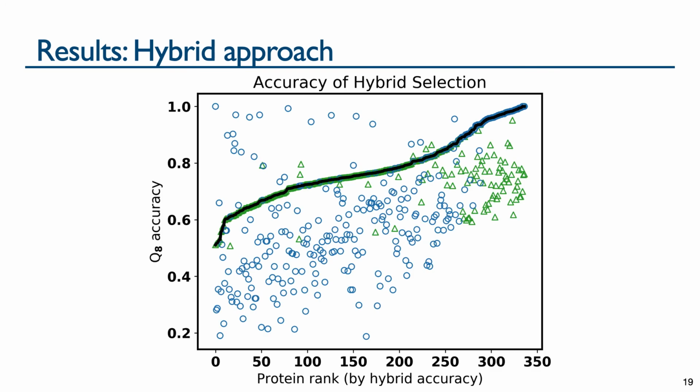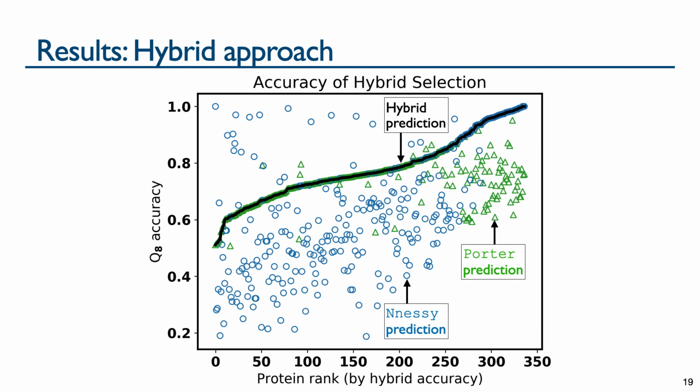We now show a visualization of the predictions chosen by the best hybrid, which combines Nnessy and Porter. The horizontal axis corresponds to CASP proteins ordered by the accuracy of their hybrid prediction. The vertical axis is the Q8 accuracy of a prediction. At each protein rank on the horizontal axis, there is a blue circle and a green triangle corresponding to the Q8 accuracy of the Nnessy or Porter prediction.